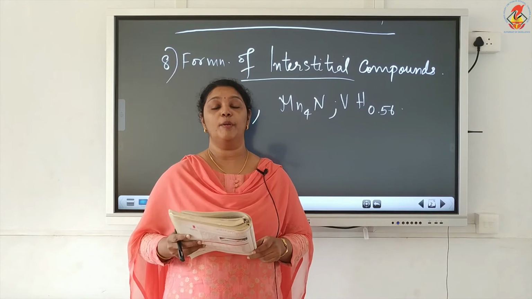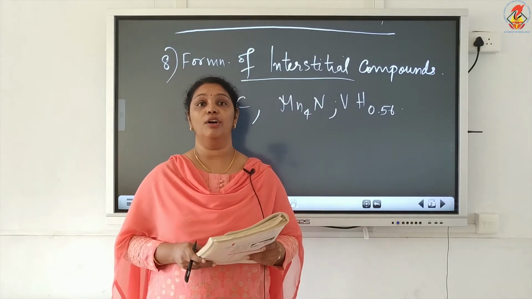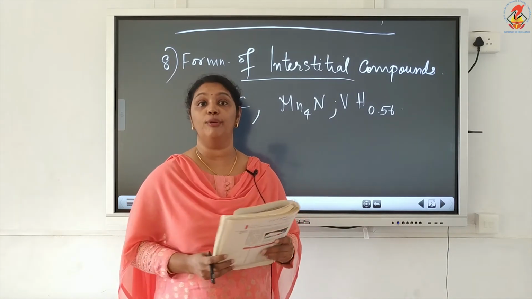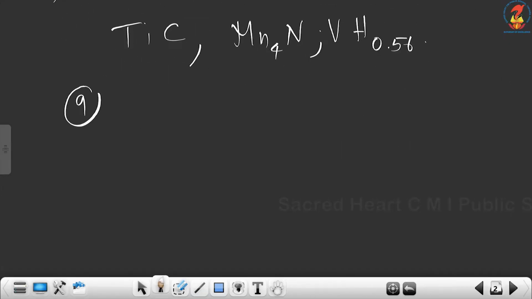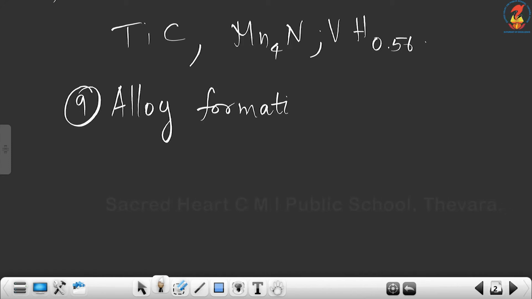Now the 9th property of transition elements or d block elements is alloy formation.